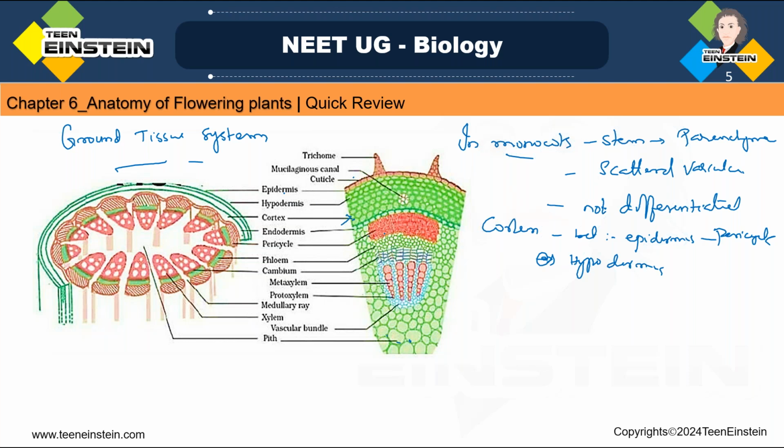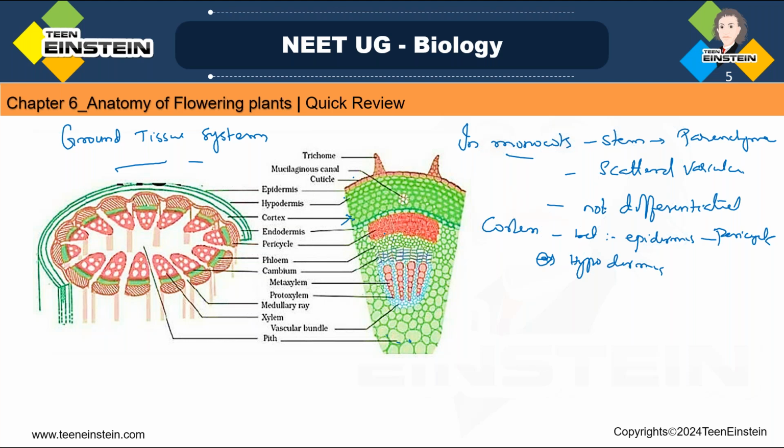See, here I have said several points, each one is an MCQ. Cortex is the zone between epidermis and pericycle. This is the pericycle region and this is the epidermis region. So the portion in between, that is called what? This is the cortex region, and in the cortex region you can see several layers.